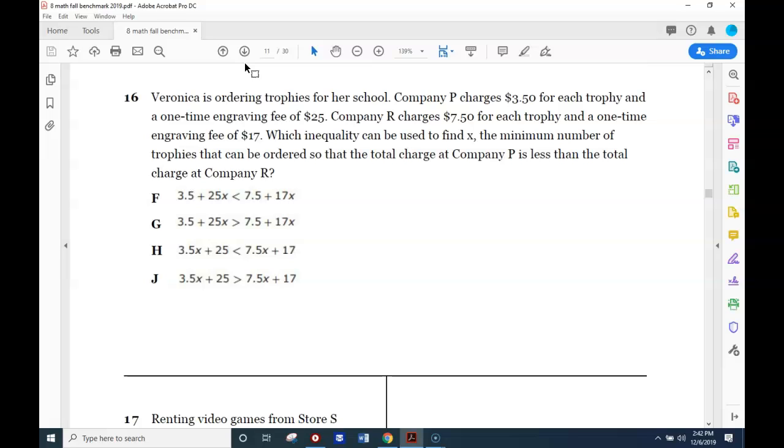F, 3.5 plus 25x is less than 7.5 plus 17x. G, 3.5 plus 25x is greater than 7.5 plus 17x. H, 3.5x plus 25 is less than 7.5x plus 17. J, 3.5x plus 25 is greater than 7.5x plus 17.